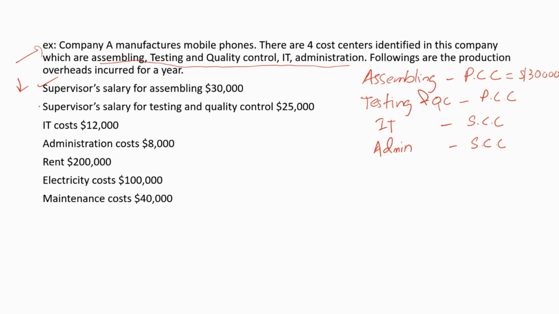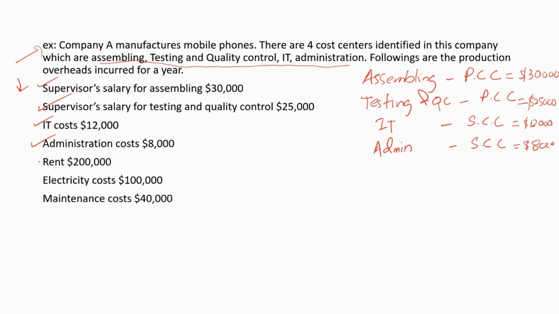Then they have given the supervisor's salary for testing and quality control. So this is under testing and quality control, 25,000. And then they have given the IT costs, which is 12,000. So this is under IT, 12,000. And the administration costs are 8,000. So this is equal to 8,000.